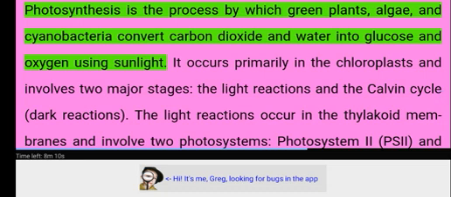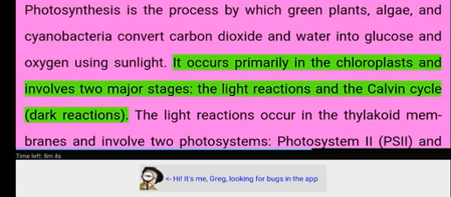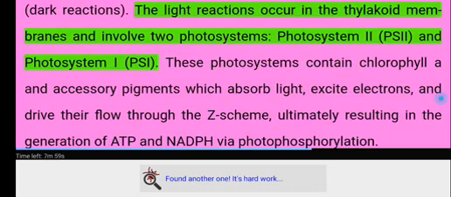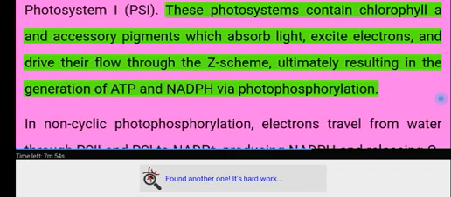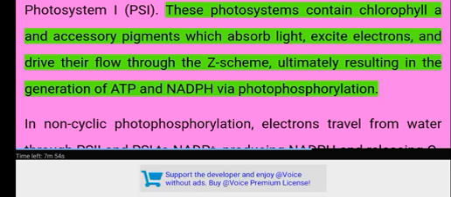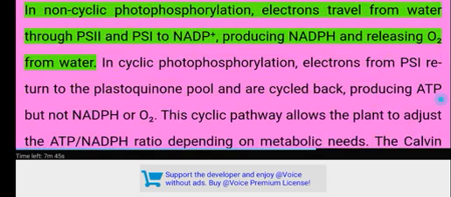Photosynthesis, the light-dependent conversion of solar energy. Photosynthesis is the process by which green plants, algae, and cyanobacteria convert carbon dioxide and water into glucose and oxygen using sunlight. It occurs primarily in the chloroplasts and involves two major stages, the light reactions and the Calvin cycle (dark reactions). The light reactions occur in the thylakoid membranes and involve two photosystems, photosystem II (PSII) and photosystem I (PSI). These photosystems contain chlorophyll and accessory pigments which absorb light, excite electrons, and drive their flow through the Z-scheme, ultimately resulting in the generation of ATP and NADPH via photophosphorylation.